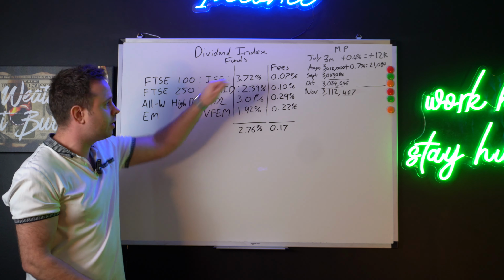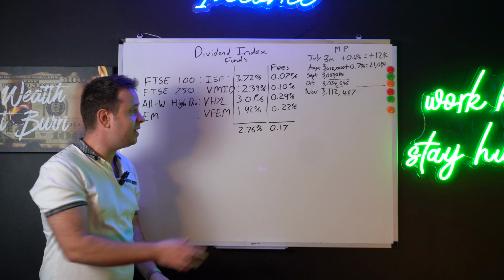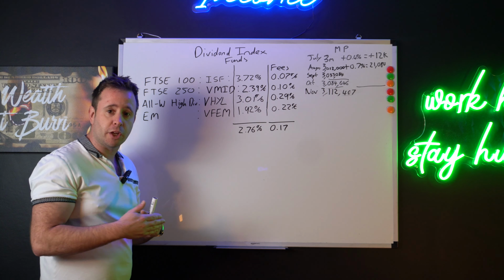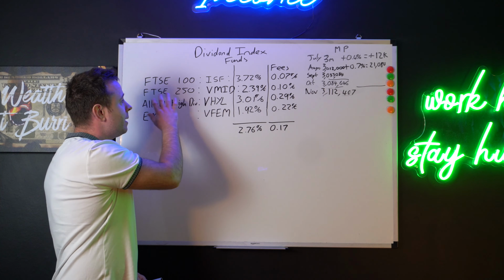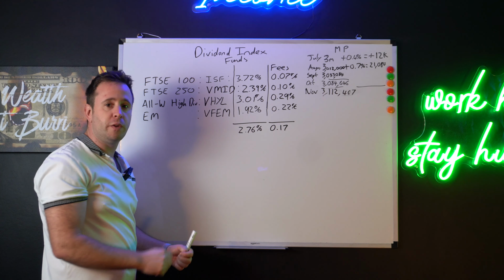So the FTSE 100 at the moment, 3.72%, FTSE 250, 2.39%. And the FTSE 250 is more of a growth fund, if you think about it, these are the companies that are growing into becoming larger companies within the UK. So traditionally, if you're a UK investor, you look at the FTSE 100 for dividends and the FTSE 250 for growth.